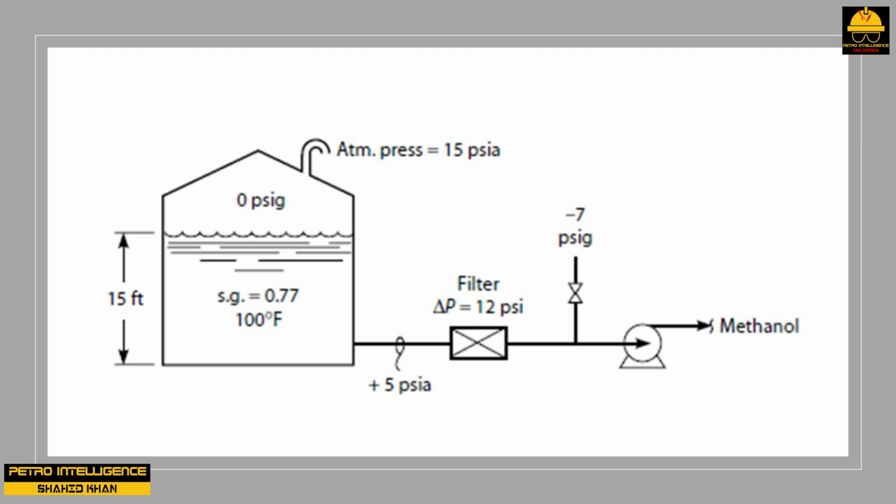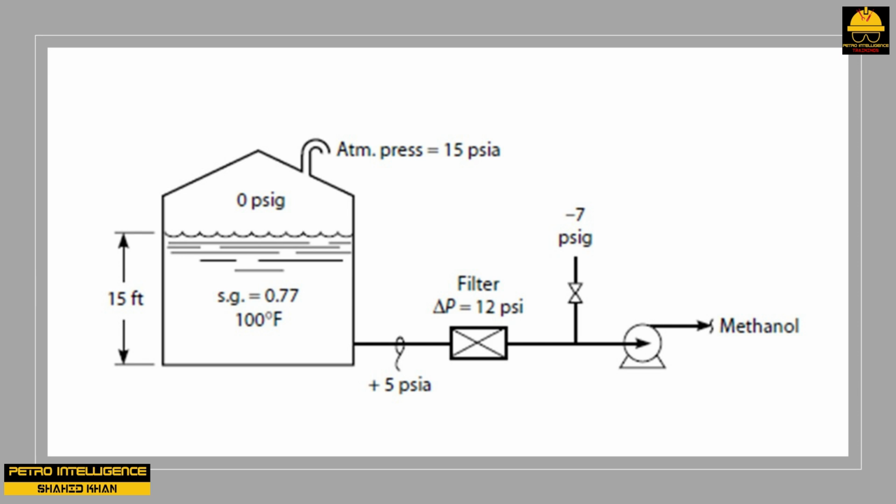For example, the pump shown in picture is suffering from a partially plugged inline suction filter. The positive pressure to the filter of 5 psig is due to the 15 feet head of liquid in the tank. The filter delta P is 12 psi. Hence, the pressure at the suction of the pump is minus 7 psig. Since atmospheric pressure happens to be 15 psia on this particular day, the pressure at the suction of the pump is 8 psia.